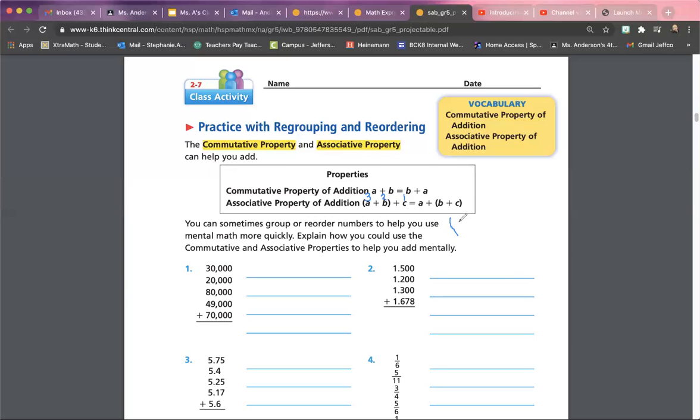So if I was to draw my parentheses and say 3 plus 2, A plus B, plus 1, according to the associative property, that would be the same as A, which is 3 right here, outside of the parentheses, plus, and then in our parentheses again, B and C are still 2 and 1. 2 plus 1. All right. So again, 3 plus 2 is 5. If I remember, parentheses come first. Plus 1 is 6.